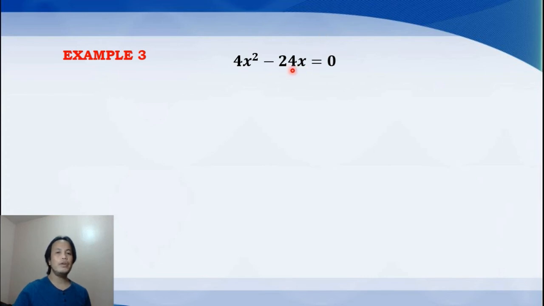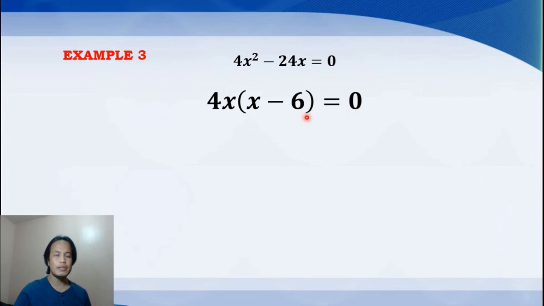So what we are going to do here is simply factor out the common monomial factor in both terms. So we have here 4x squared minus 24x. We factor out the common factor, so we have 4 and 24. Our common factor is 4. Then we also have x squared and x. Our common factor is x. So what we need to do is factor out the common factor in the first term and the second term. So we factor out 4x, so that would give us 4x times x minus 6 equals 0.